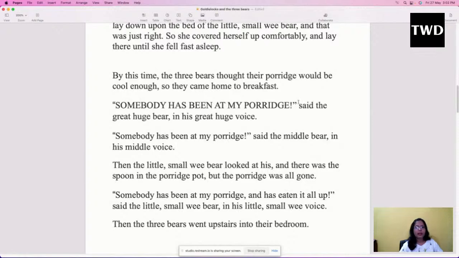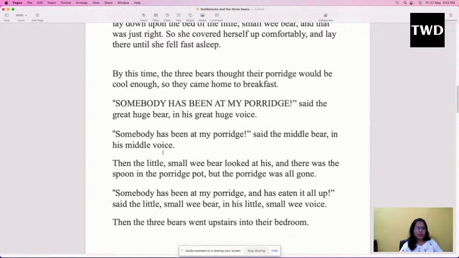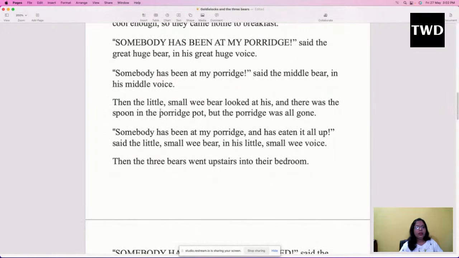Somebody has been at my porridge, said the great huge bear in his great huge voice. Somebody has been at my porridge, said the middle bear in his middle voice. Then the little small wee bear looked at his, and there was a spoon in the porridge pot. But the porridge was all gone.